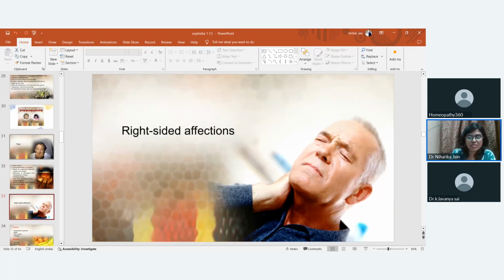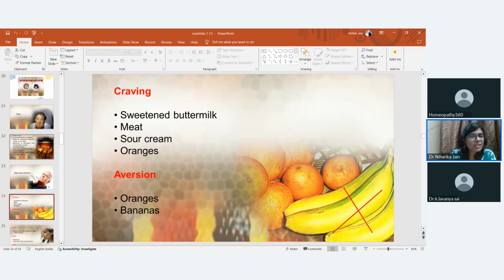Right-sided affections. Craving for sweetened buttermilk, meat and sour cream, oranges. Aversion to oranges also. Desire, craving is also there and aversion is also there. This is the key point. And banana.